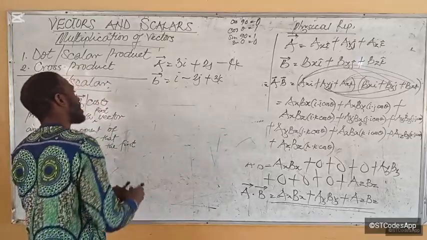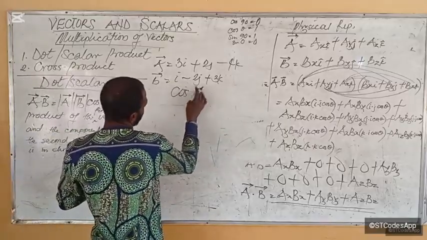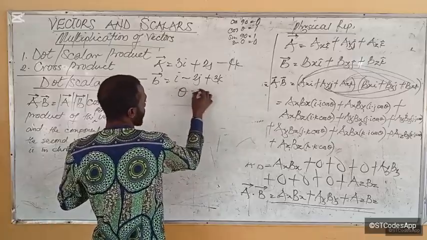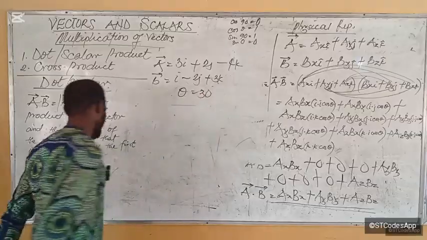You weren't given an angle here. Let's say you were given an angle here. Let's say theta was 30 degrees.